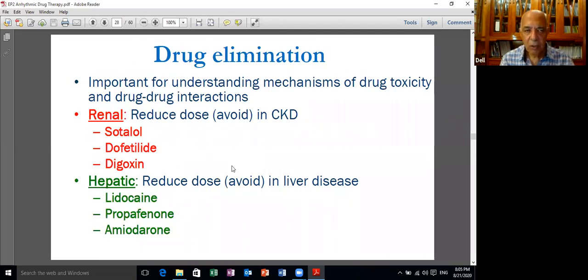Drug elimination is also important. The three drugs that are renally eliminated are sotalol, dofetilide, and digoxin. Those sitting in the examination, I bet you that you will get a question about this slide, no matter what you are doing.